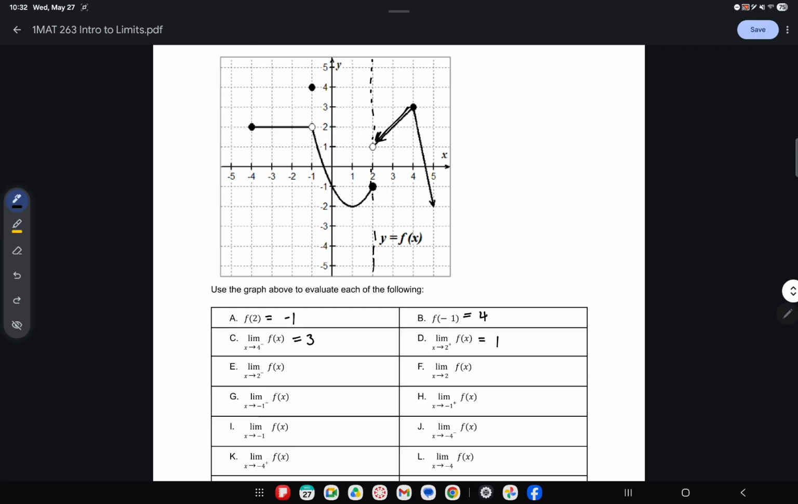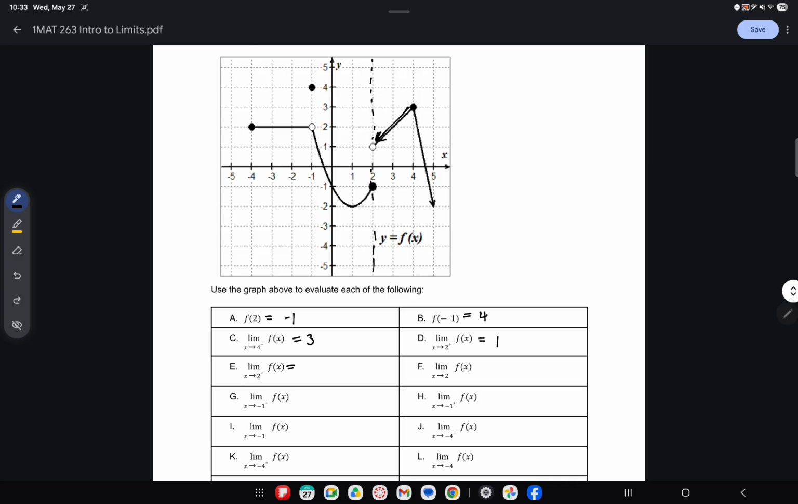So even though, again, the function value doesn't exist, as we're getting closer and closer to x equals 2, the values are getting closer and closer to 1, even though they're not going to reach it because of the hole. But the limit still exists.